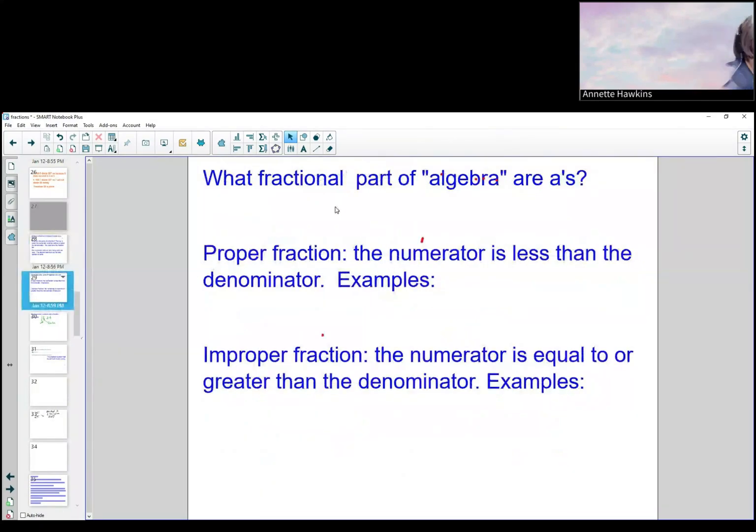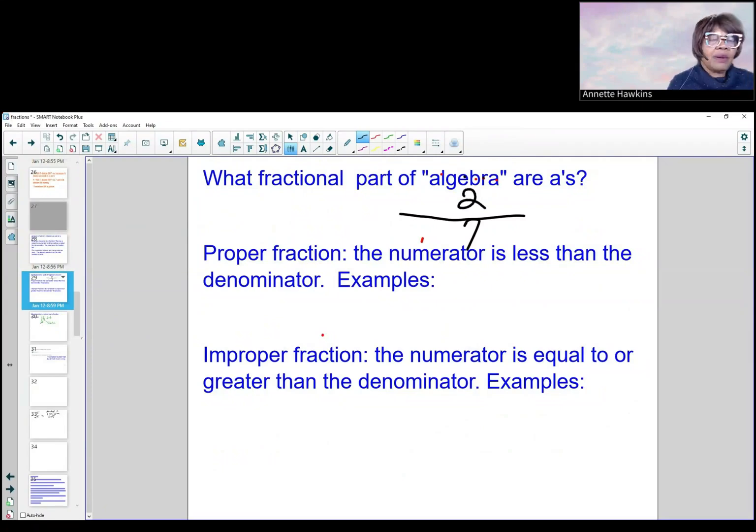So let's test our knowledge. What fractional part of algebra are A's? Now, what fractional part of? After "of," this is the whole. So that's the total number of letters. That goes in the denominator. So that's 1, 2, 3, 4, 5, 6, 7. And how many letters in algebra are A's? 1, 2. So the fractional part would be 2/7.